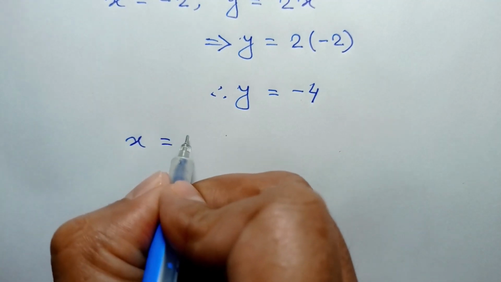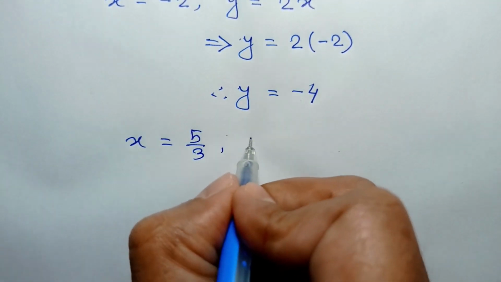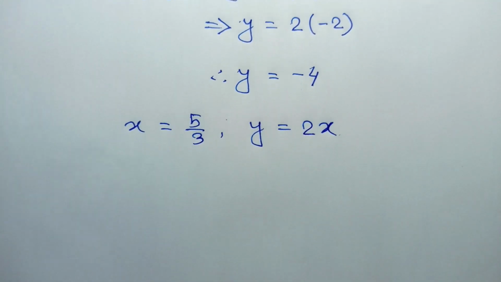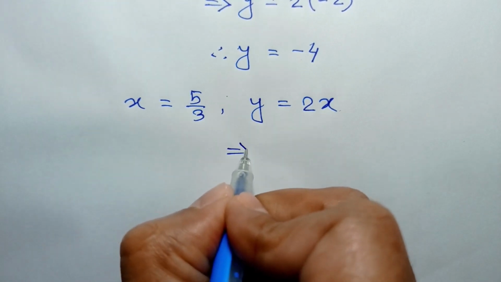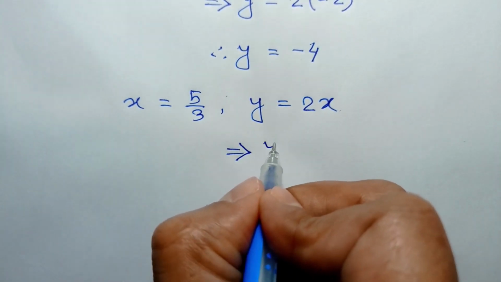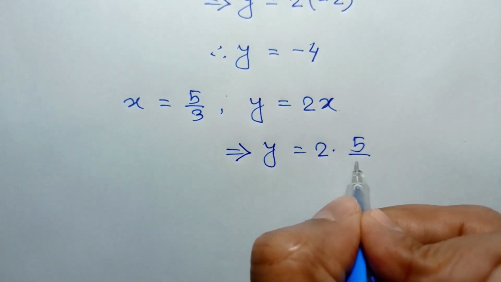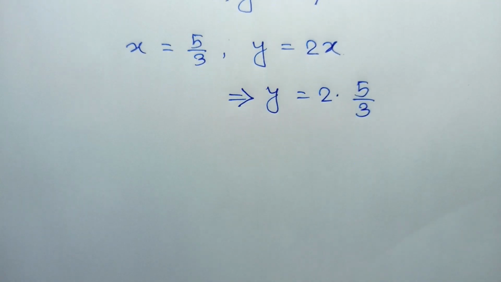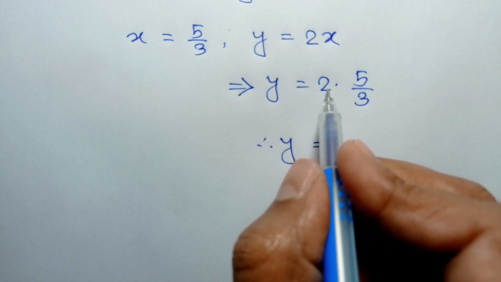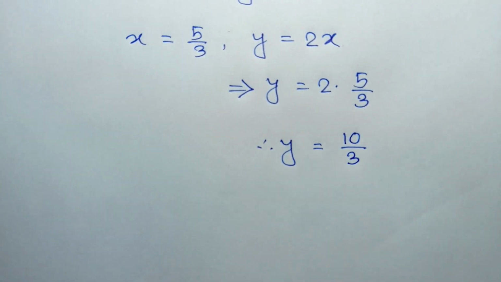And when x is equal to 5 over 3, then from equation 5, y is equal to twice x, or substituting the value of x is equal to 5 over 3, we can write y is equal to 2 times 5 over 3. So the value of y is 2 times 5 is 10, so 10 over 3.